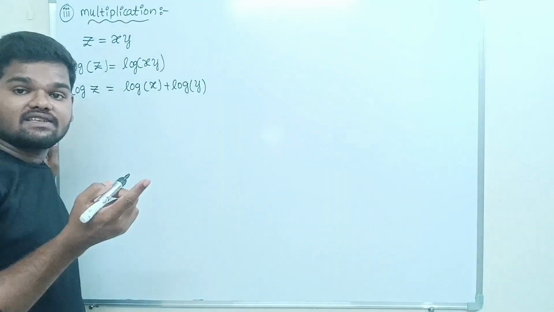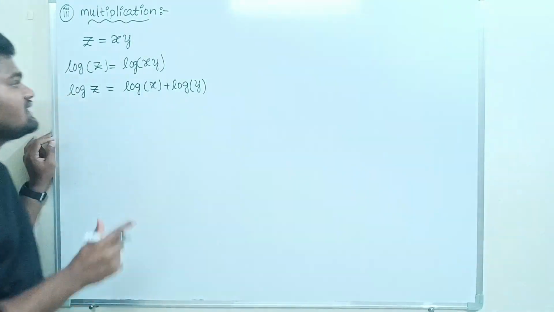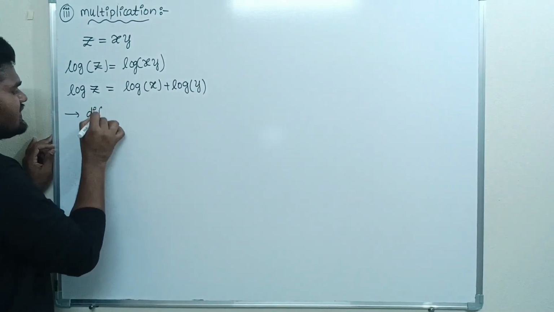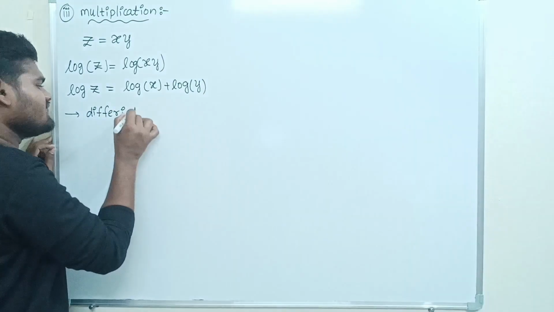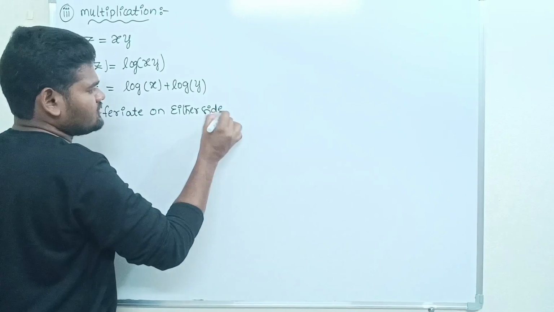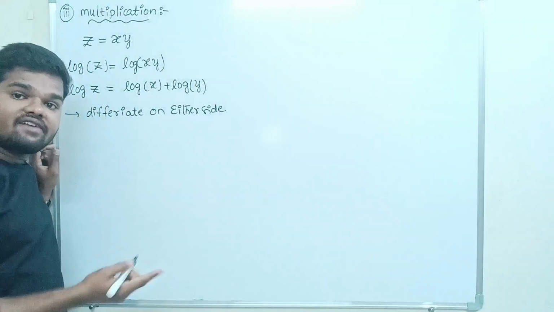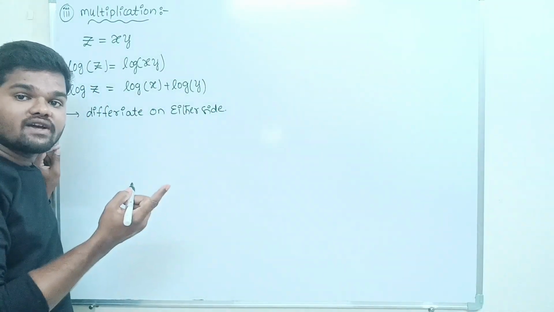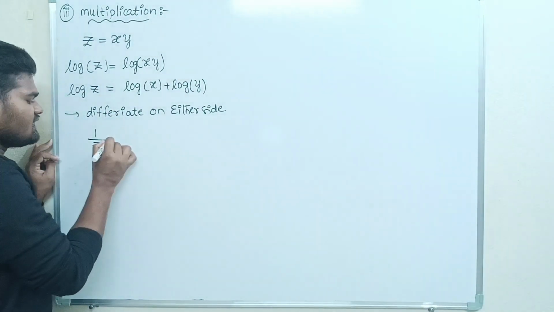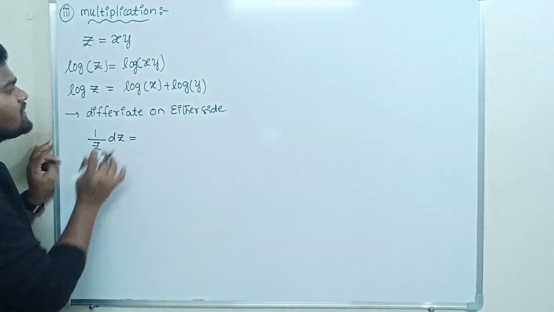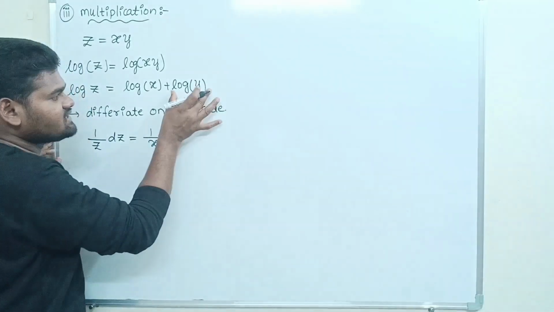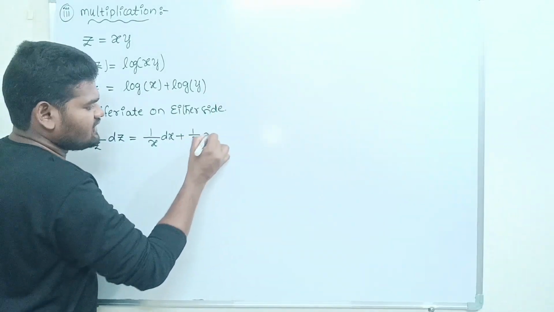We already discussed this in the basic mathematics used in physics concepts. So log ab is equal to log a plus log b. Now I am differentiating on either side. The differentiation of log z is 1 by z dz, which is equal to the differentiation of log x, 1 by x dx, plus the differentiation of log y, 1 by y dy.